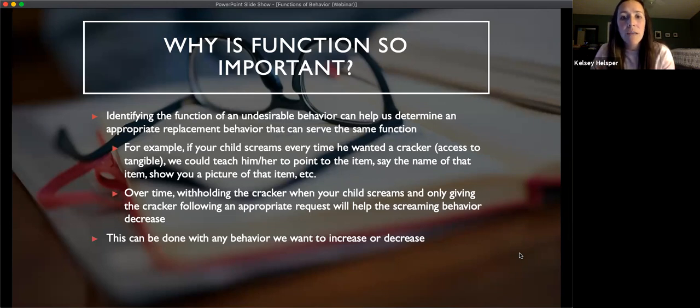And then over time, withholding the cracker when your child screams and only giving the cracker following an appropriate request will help the screaming behavior to decrease. So, once we identify what an appropriate replacement behavior should be, we don't want them to cry and scream to get a cracker anymore. Now we're only going to accept the point, or saying, I want cracker, or pushing that button on their device. So we're no longer going to provide reinforcement when they scream. We're just going to prompt them to engage in that behavior that we already taught them. So this can really be done with any behavior we want to see increase.